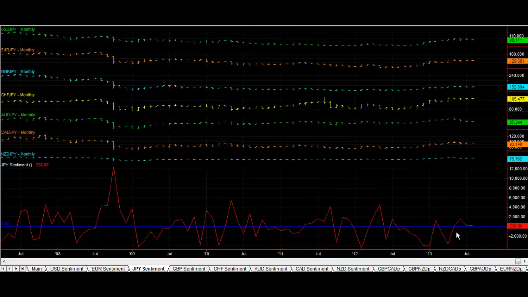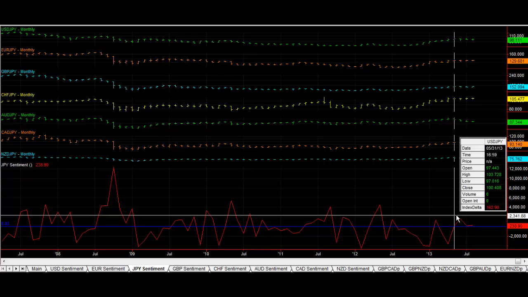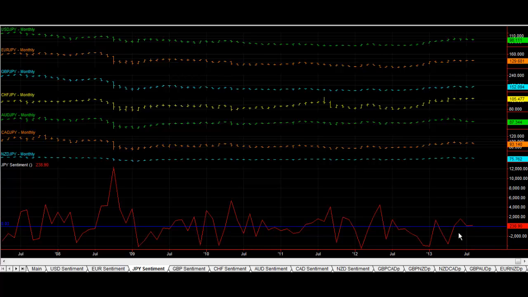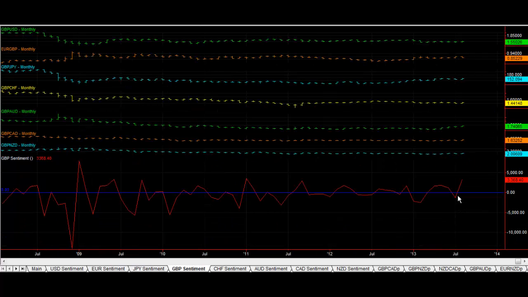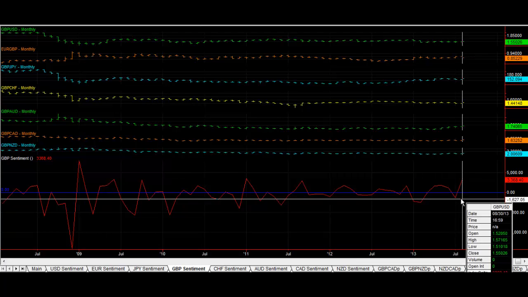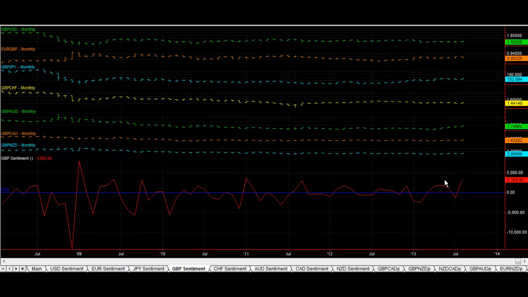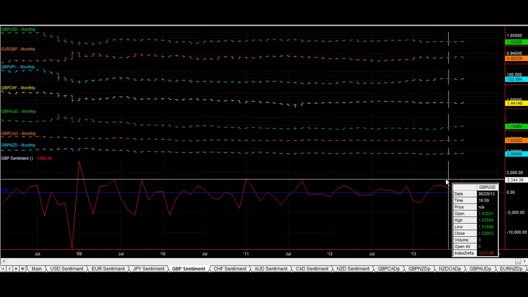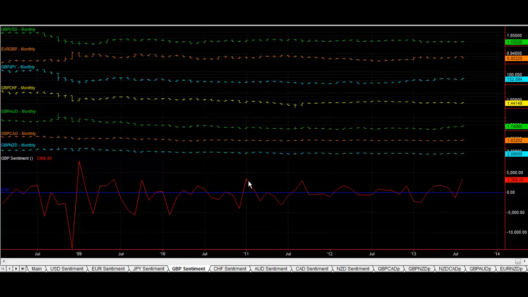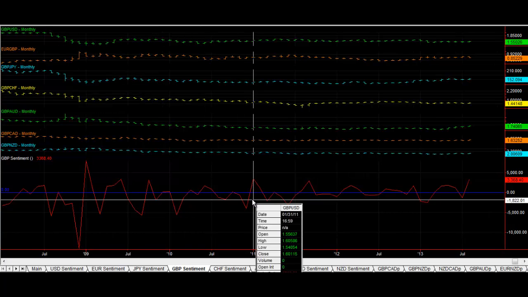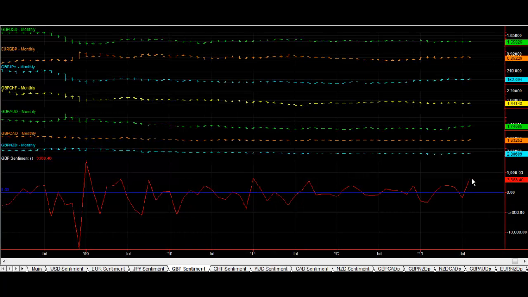Looking at the Japanese yen, even though it's relatively close to the blue line, we can see that it has been above the blue line since May of this year. Again, a relatively strong uptrend for the Japanese yen. While the British pound has only been in an uptrend since August 2013, we can see historically that the pound's moves here in August 2013 were the strongest since January 2011.